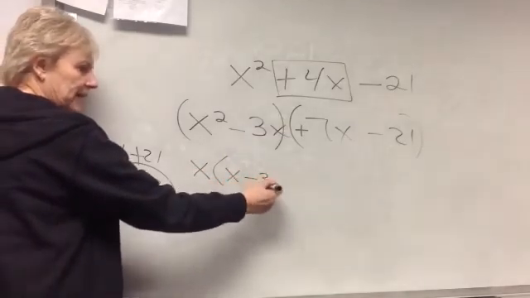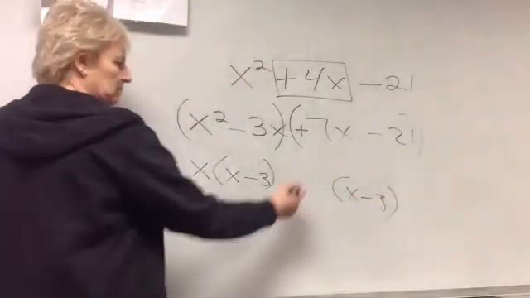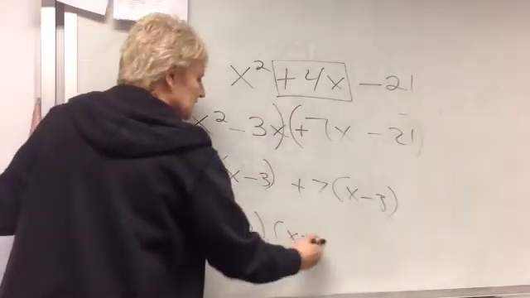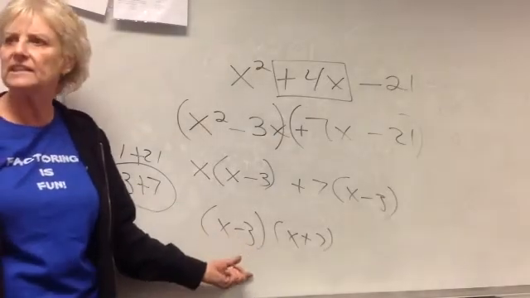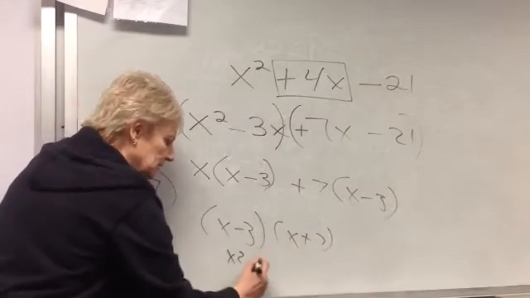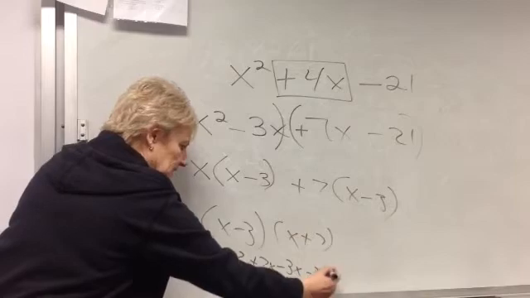X, negative 3, right? Write it again. Then you're going to put plus 7. Plus 7, done. X minus 3, X plus 7. We just factored. And now how do you know if this is right? Foil it. You know, first, outer, inner, last.